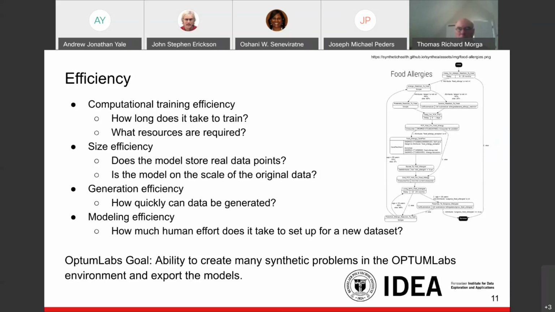Size efficiency. Does the model store the real data points? This is a problem since we need to export the model. We can't have the model be on the scale of the original data, because it suggests that there could be some exposure of the original data in the model itself.